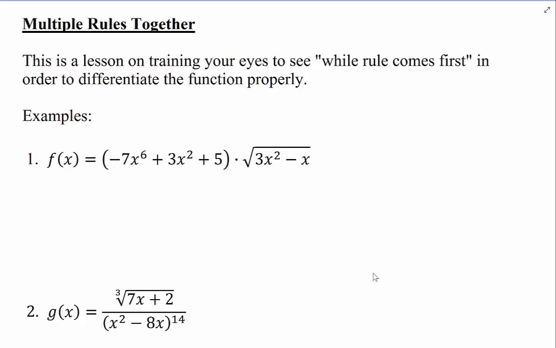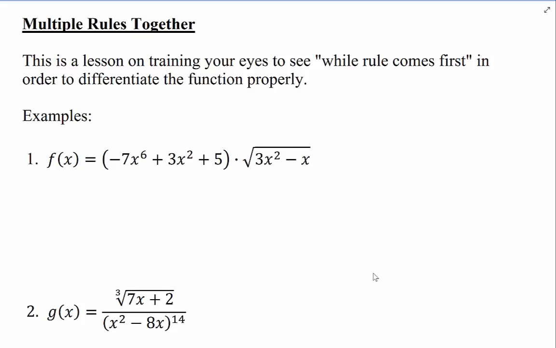In this video, we look at using multiple rules together. What I mean by that is using the product rule, quotient rule, and chain rule, and/or combinations of those together in order to take the derivative properly. This lesson is really about training your eyes to see which one of the rules comes first.